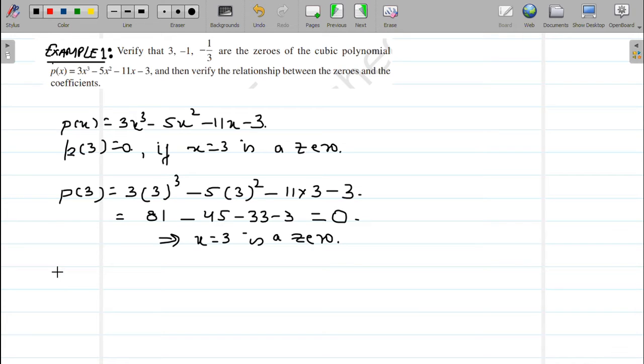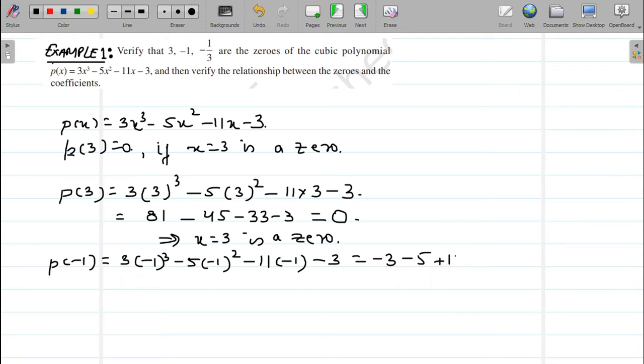Similarly, the second thing we check is p of minus 1. That will be 3 into minus 1 cube, minus 5 into minus 1 square, minus 11 into minus 1, minus 3. So I'll get a minus 3, a minus 5, plus 11 and minus 3, and ultimately we will get a 0 here again.